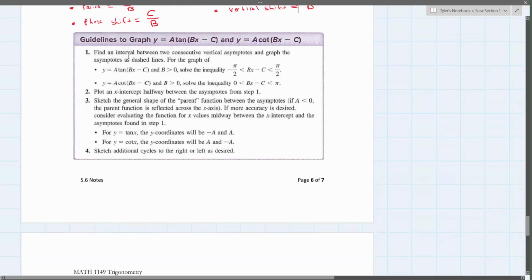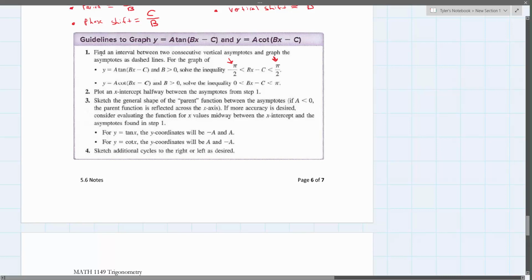So the next part of the notes, I just took this table from the textbook, just giving some guidelines for graphing tangent and cotangent. So the first thing that we're going to do is try to identify where the vertical asymptotes are going to be, right? So if it's just tangent of x, the vertical asymptotes are going to be at odd multiples of pi over 2, but the first period is in between negative pi over 2 and pi over 2.